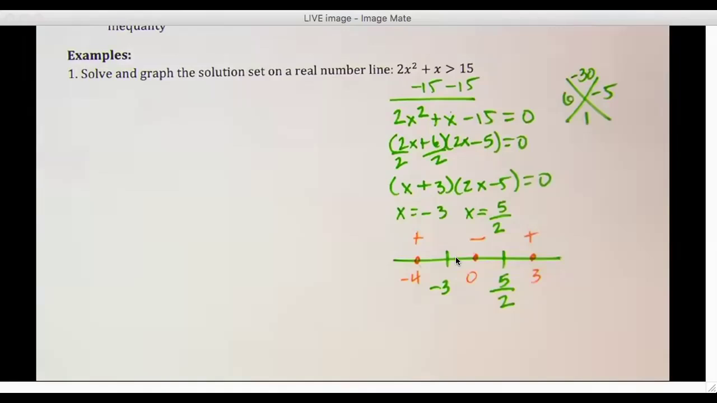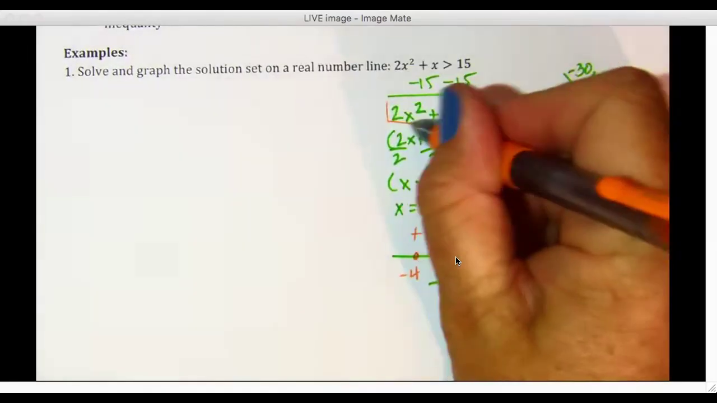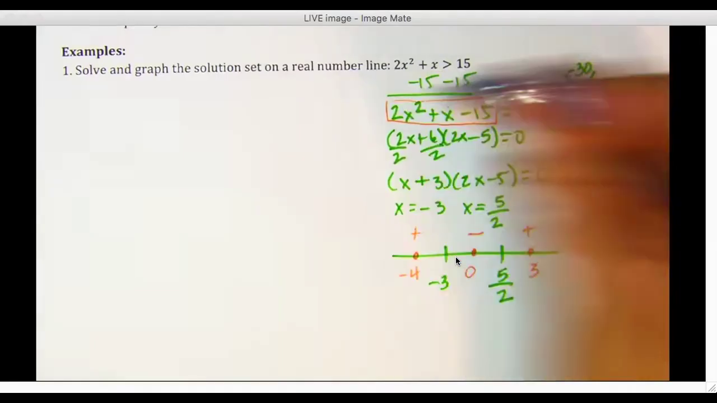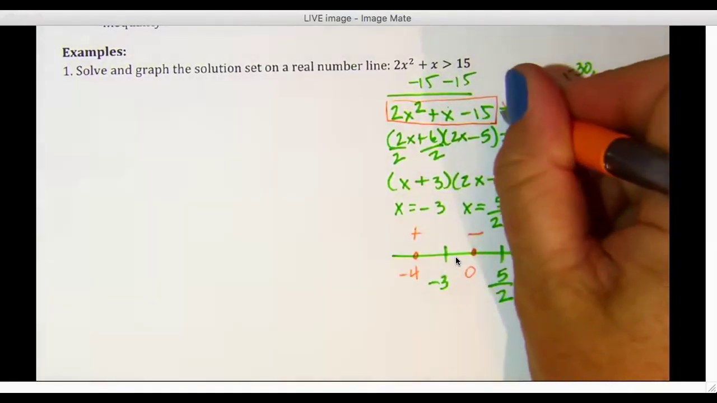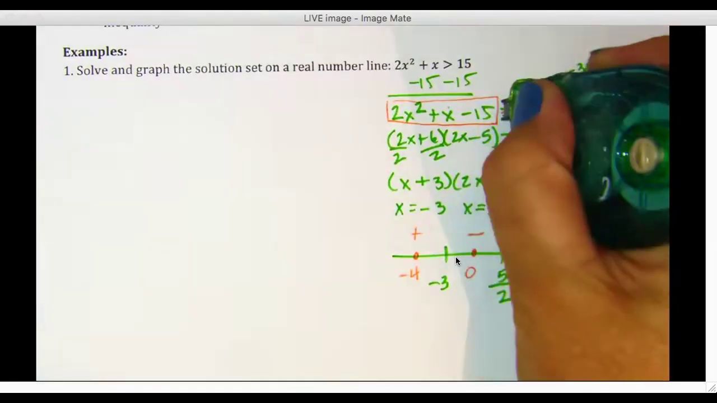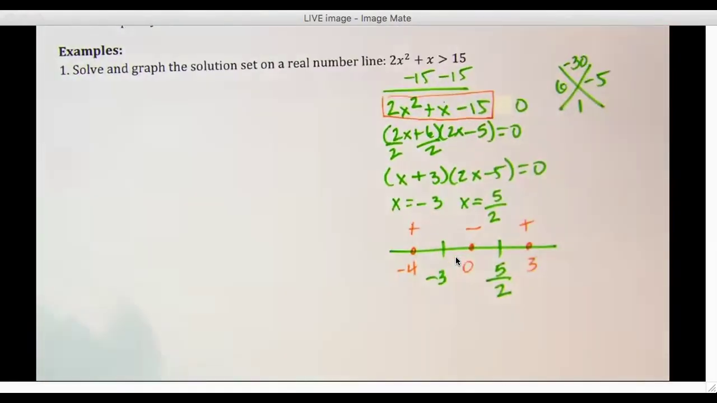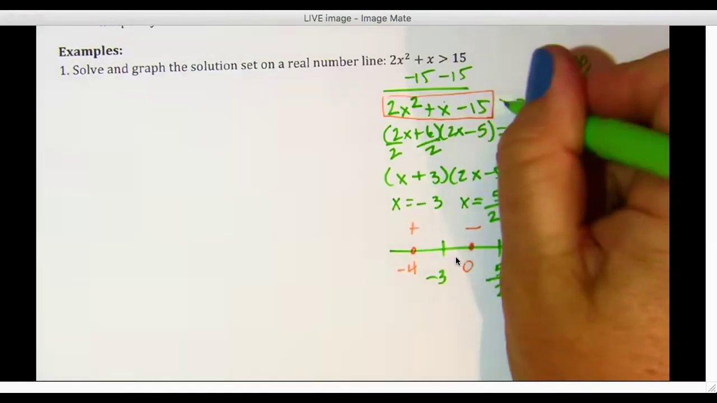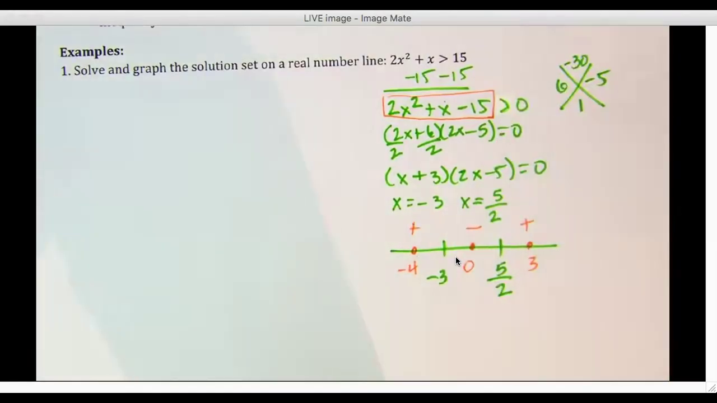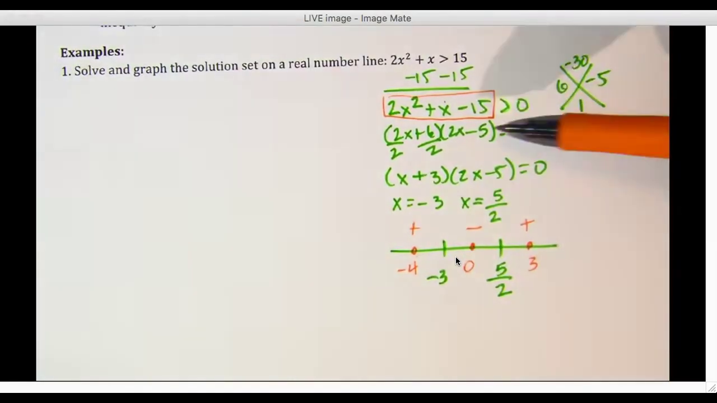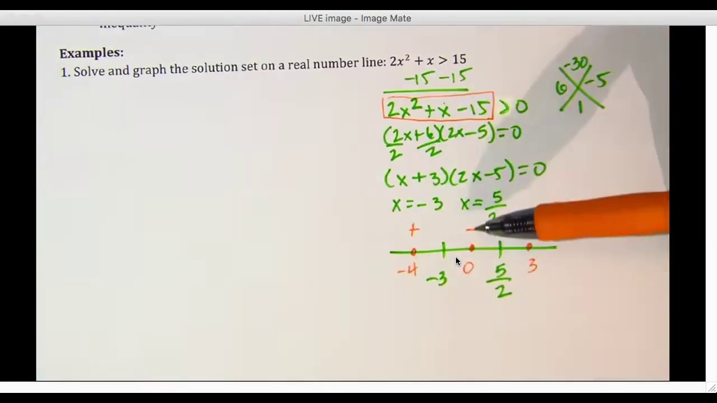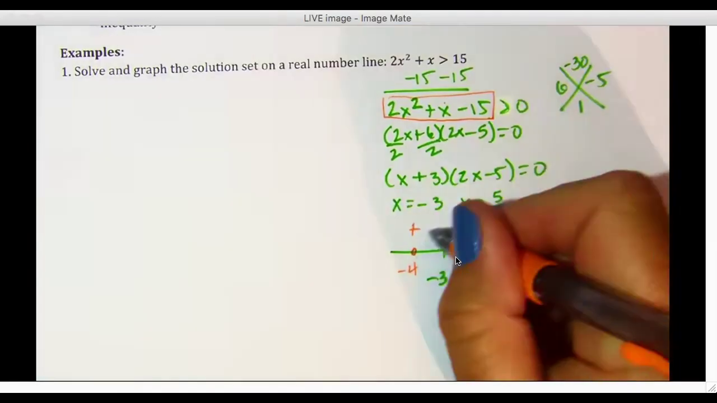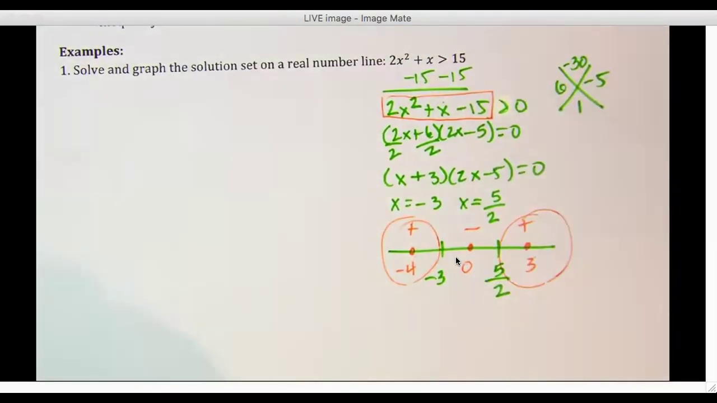So this question is asking us, where is this polynomial greater than 0? So we want it greater, oops, should have been strictly greater than here, not equal to, sorry. Greater than 0. So I want where that's greater than 0. Well, positive numbers are greater than 0. Negative numbers are less than 0. So I want where this thing is positive.